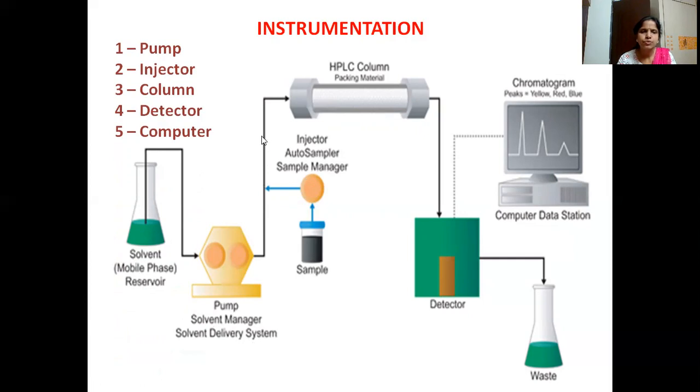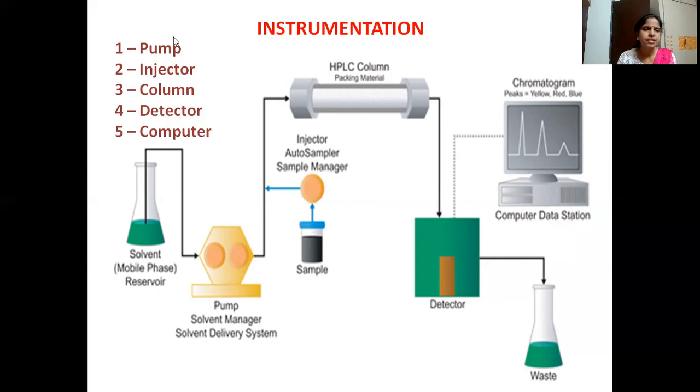Because of this high pressure, both the mobile phase and the sample will now enter into the HPLC column, where the separation will take place, and then the components which are separated will be detected by the detector. This detector is connected to a computer where you will get a chromatogram. And the waste solvent coming out is collected in a beaker. So in the instrumentation part, we have 5 main parts: the pump, injector, column, detector, and computer.